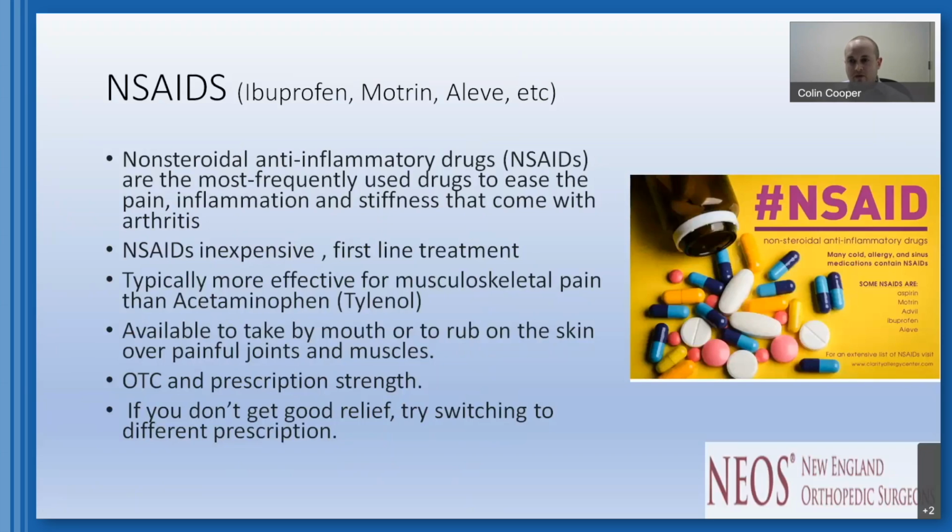They typically are more effective for musculoskeletal pain than Tylenol or acetaminophen, and they can also be used in conjunction with that. They're available in pill form by mouth, as well as topical formulations that you can rub onto the knee or any other areas that are painful. The anti-inflammatory topicals used to be prescription strength, but now they're also available over the counter, and the trademark name for that is Voltaren Gel. And there's lots of different varieties of both over-the-counter and prescription.